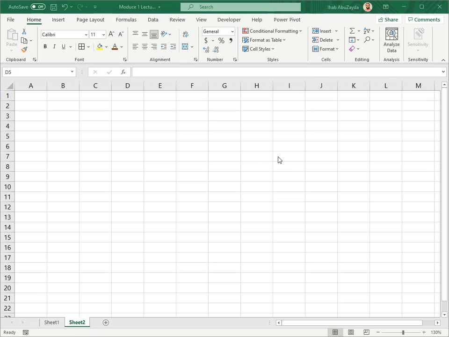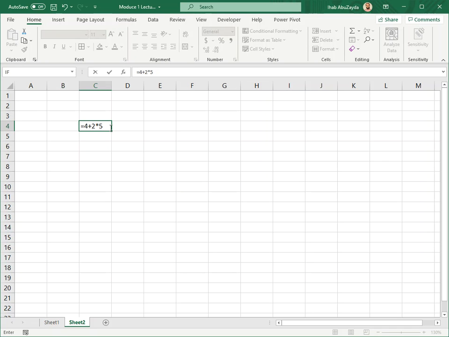Hi, in this recording we'll learn about the order of precedence, or order of operations, in Excel. Let's say we have a formula that looks like this: equals 4 plus 2 times 5. What do you think this will give me? If I hit enter, you see it's giving me 14. Why are we getting 14?